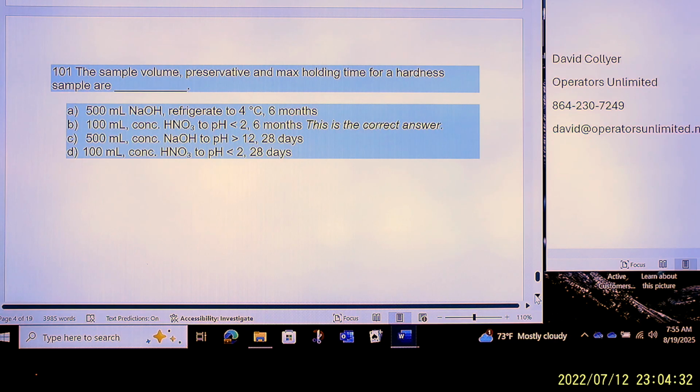The answer to 101 is B. The sample is 100 milliliters. You preserve it with HNO3 to a pH of less than 2, and you can hold it for up to 6 months. So 101 is B.